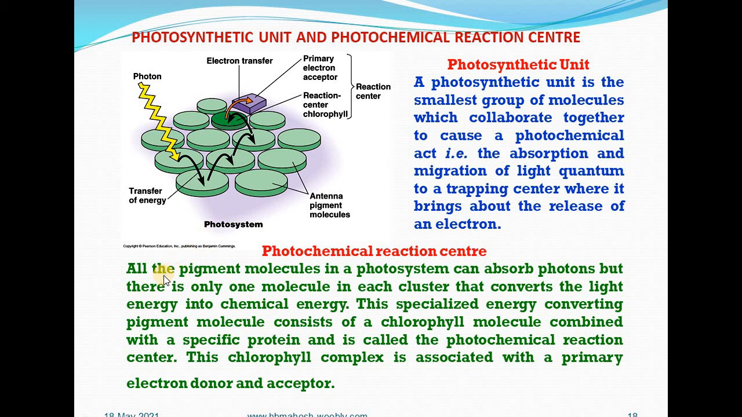That means all the pigment molecules in a photosystem can absorb photons, light energy, but there is only one molecule in each cluster that converts the light energy into chemical energy. This specialized energy converting pigment molecule consists of a chlorophyll molecule combined with a specific protein and is called the photochemical reaction center. This chlorophyll complex is associated with a primary electron donor and acceptor.